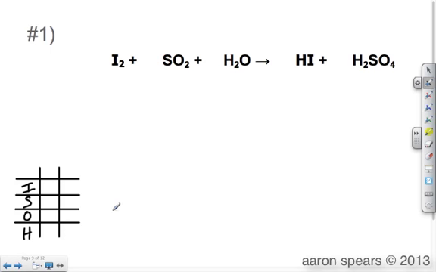Next, what I want to do is make a list of how many atoms are on the reactant side and compare that with the product side. So looking at the equation and starting with iodine, looking at the reactant side, the side that the arrow points away from, I see that I have 2 iodine atoms, 1 sulfur atom, 3 oxygen atoms, and 2 hydrogen atoms. Going to the product side, the side that the reaction arrow points to, I notice that I have 1 iodine, 1 sulfur atom, 4 oxygen atoms, and 3 hydrogen atoms.